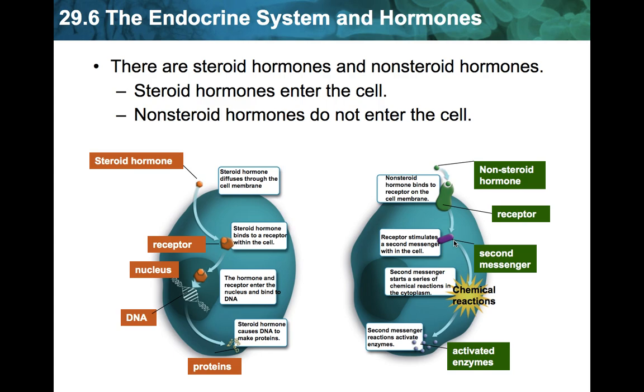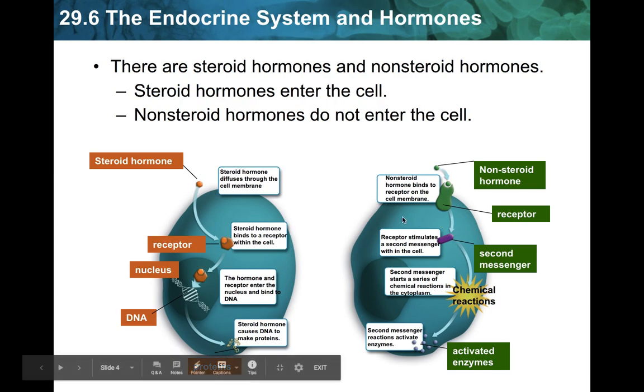Causes a change. And then the receptor stimulates a second messenger within the cell. That second messenger starts a series of chemical reactions in the cytoplasm, which, remember, is that jelly-like substance all inside the cell. The chemical reaction happens, and then the second messenger reaction activates enzymes, and those are the activated enzymes.